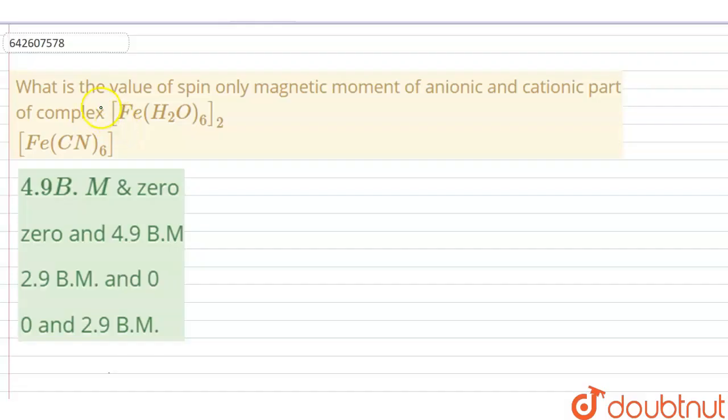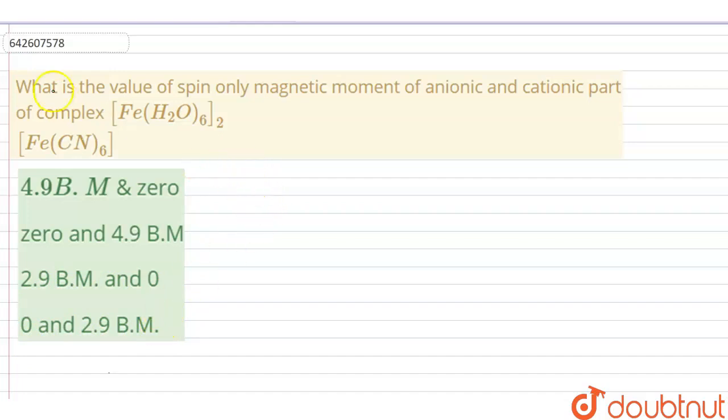Hello students, let's go on to the next question. What is the value of spin-only magnetic moment of anionic and cationic part of the complex [Fe(H2O)6][Fe(CN)6]? There are four options. The first is 4.9 BM and 0. The second option says 0 and 4.9 BM. The third option says 2.9 BM and 0. And the fourth option says 0 and 2.9 BM.